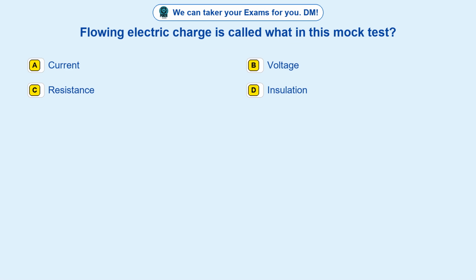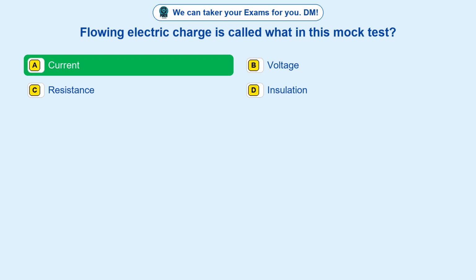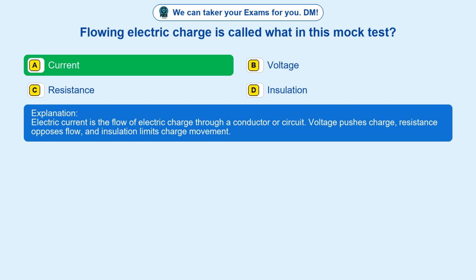Question 69. Flowing electric charge is called what in this mock test? Option A, current. Option B, voltage. Option C, resistance. Option D, insulation. The correct answer is option A. Current. Electric current is the flow of electric charge through a conductor or circuit. Voltage pushes charge, resistance opposes flow, and insulation limits charge movement.